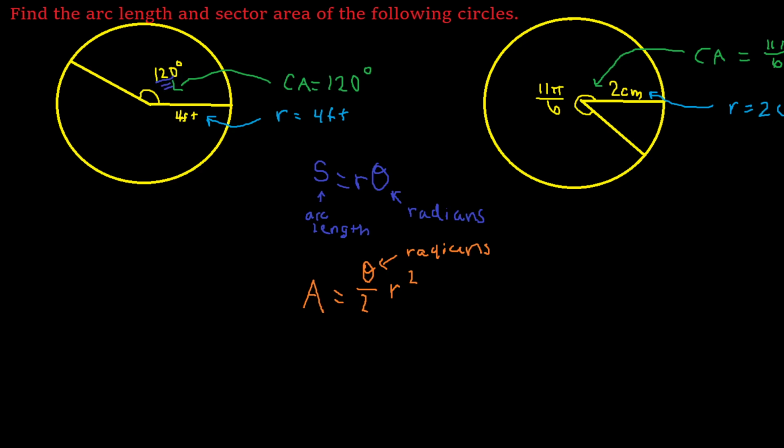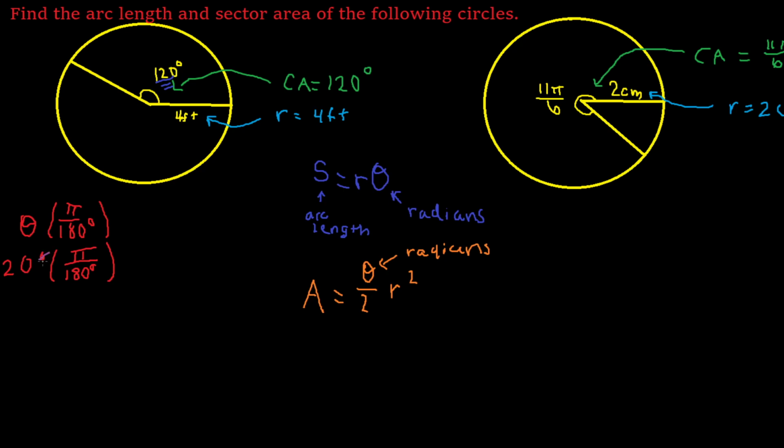We have 120 degrees. So if you remember, when we're converting from degrees to radians, we take our angle and multiply it by pi over 180 degrees. So in this case, we have 120 degrees times pi over 180 degrees. So I'm going to grab a different color to do our simplifying.